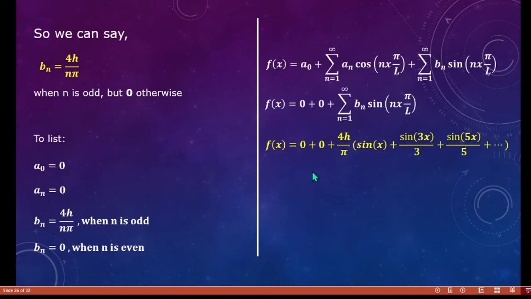So, we have 0 plus 0 plus 4h over pi times sine x plus sine 3x over 3 plus sine 5x over 5. So, this is 1. And 2, ang 2 hindi ko na sinulat kasi 0 pa rin. Then 3, ito. 4, 0, 5, sine 5x over 5 plus yung 6, 0, and so on. So, simplify natin. So, we have 4h over pi times sine x plus sine 3x over 3 plus sine 5x over 5 and so on.